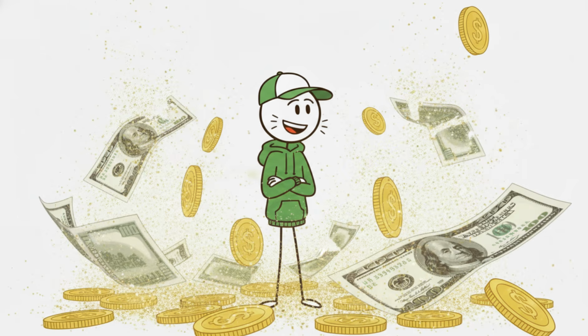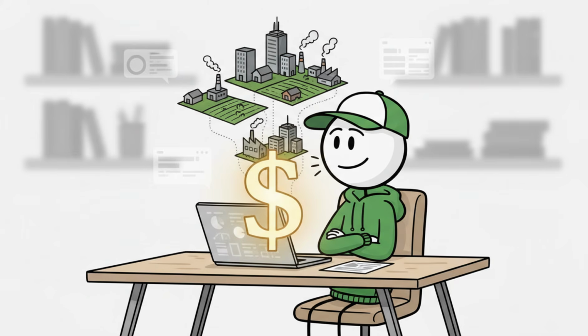Why can't we just print more money? If the government needs money, why not just print more? Run the printing press, create $1 trillion, and suddenly everyone's problems are solved. But money only works when it represents something real.